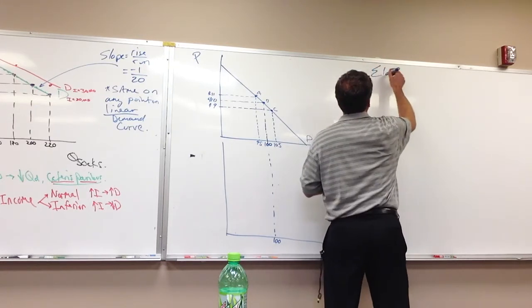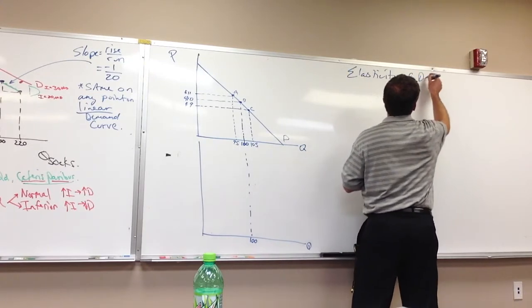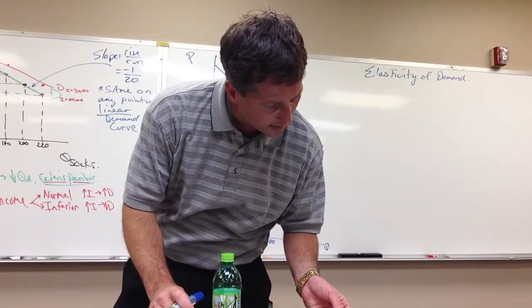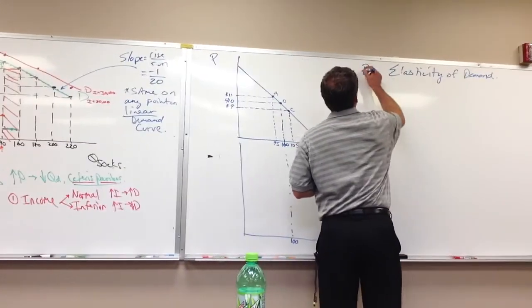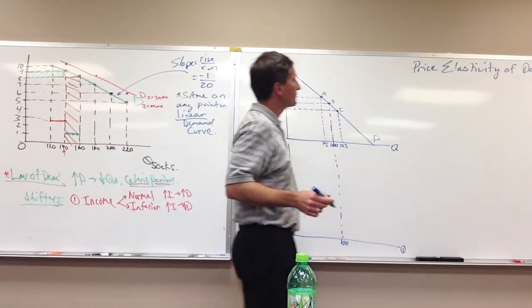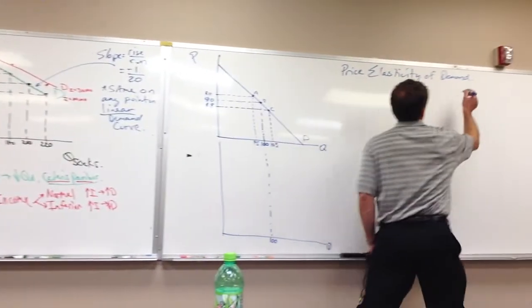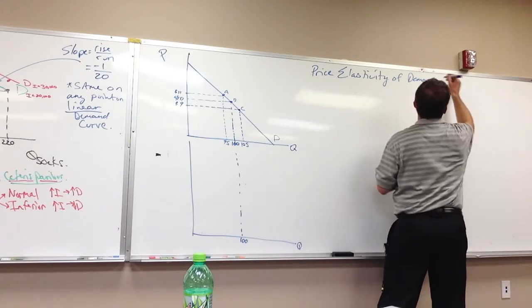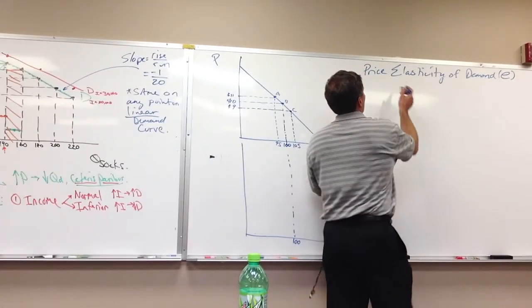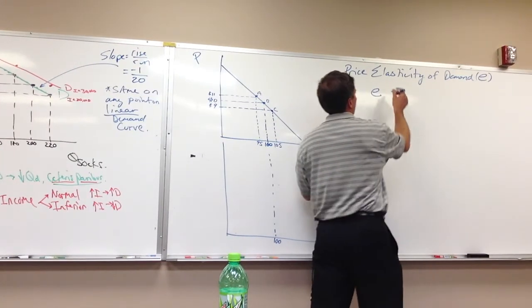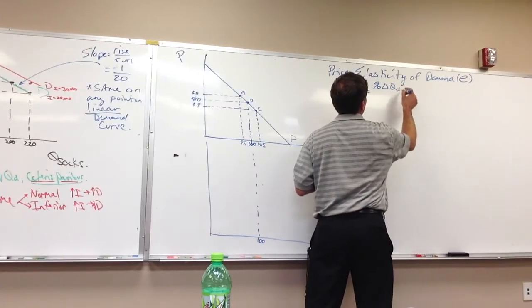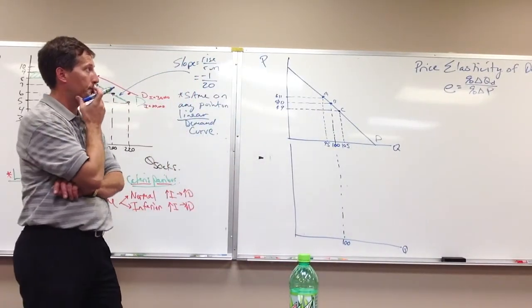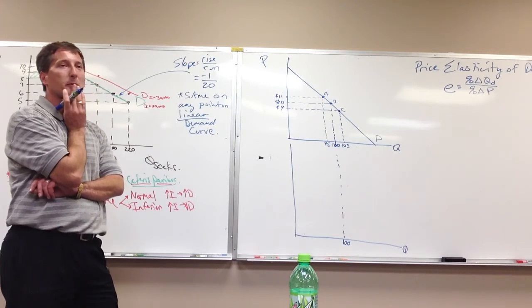Let me give you a couple generic definitions here first. And I believe the book calls it, does it call it the elasticity of price? It does say price elasticity. So the price elasticity of demand, I'll attempt to follow the notation in your book, which is simply this little E. So the elasticity of demand is equal to the ratio of the percentage change in quantity demanded over the percentage change in price. The percentage change in quantity over the percentage change in price.